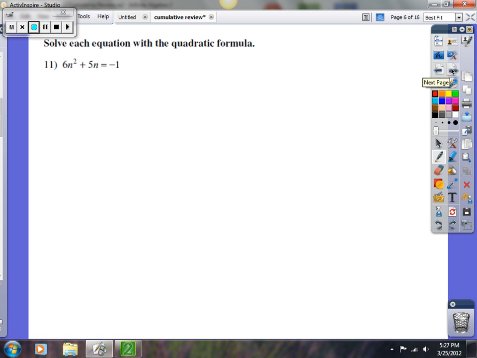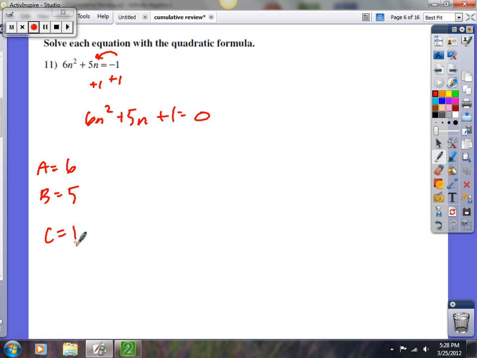11. Solve this with the quadratic formula. So that's our ABC. I'm going to move this over. Plus 1, plus 1. 6n squared plus 5n plus 1 equals 0. A is 6, B is 5, C is 1. So x equals negative b plus or minus the square root of b squared, 25, minus 4 times a times c, which is 24, all over 2a, all over 12.